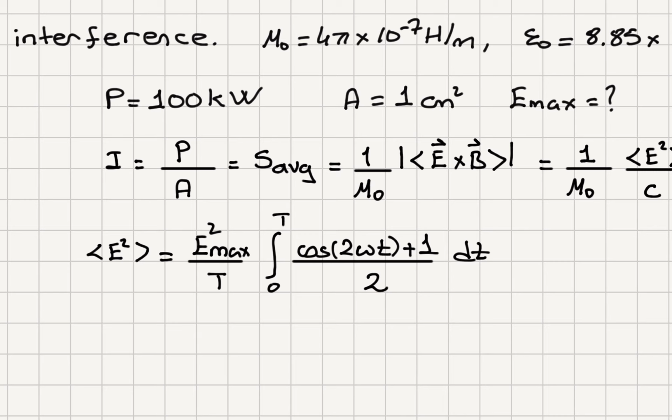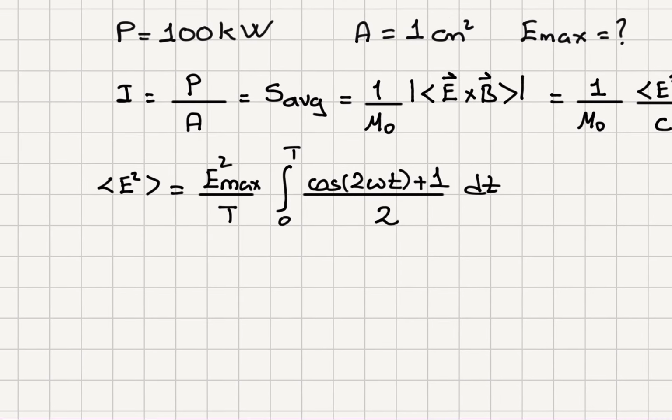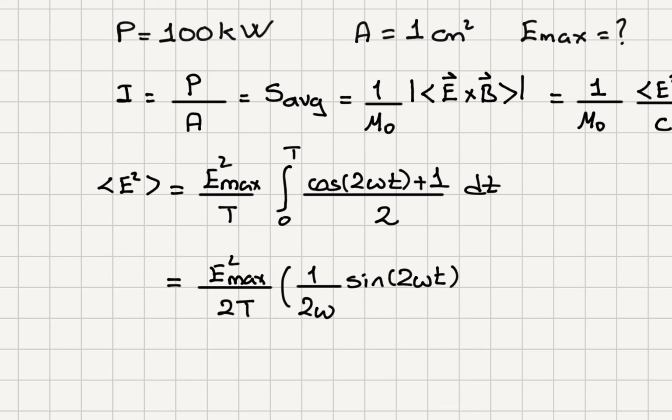Okay, now I'm ready to perform the integral. Just to remind myself what's the time average value of electric field squared. It is E max squared divided by 2 periods, 2T. Now, what's the integral of cosine 2 omega t dt? It is 1 over 2 omega sine 2 omega t, and the integral of dt is t.